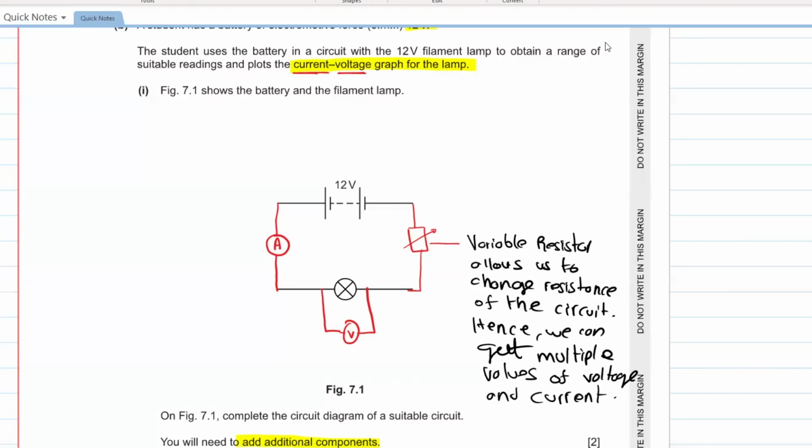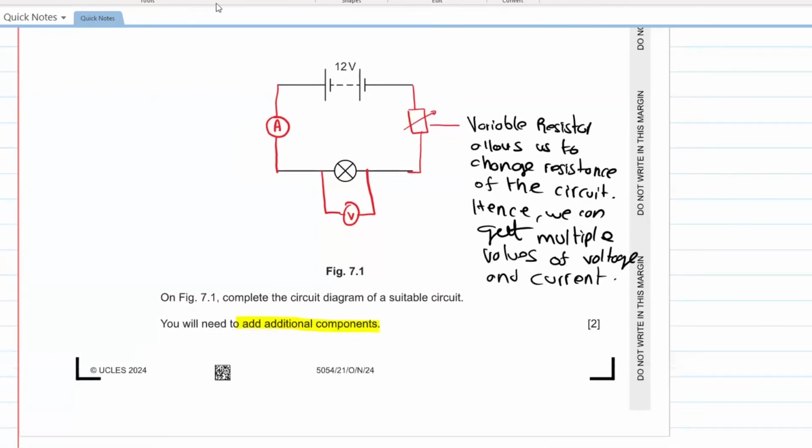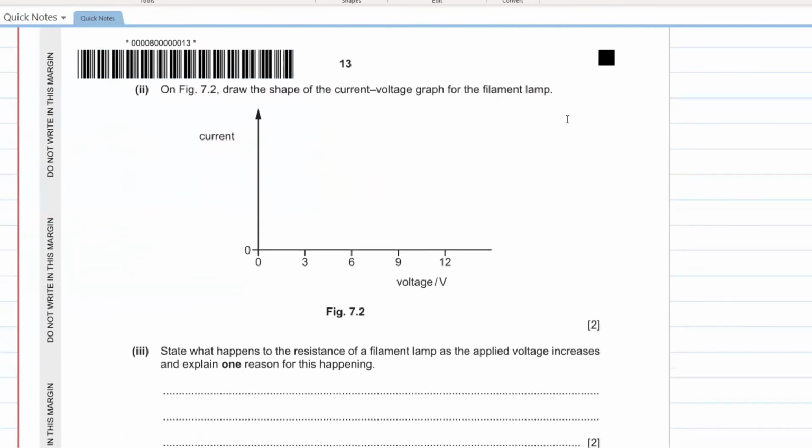One second. Sir, can we also use a rheostat? Beta, rheostat and variable resistor are one and the same thing. Sir, can we use a potential divider? Yes, rather than that you can use a potential divider as well. But that will create an even more complex circuit. So I usually use a variable resistor or rheostat, which are one and the same thing. Okay. So let's further move ahead.